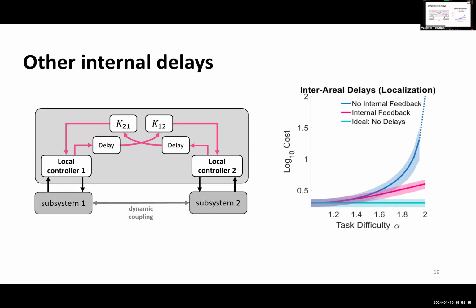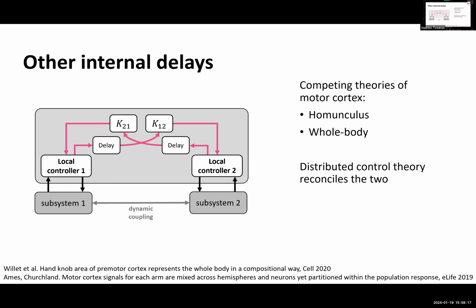Translating this back to neuroscience, there are different ideas about motor cortex. One is homunculus and the other is whole body. Homunculus literally means tiny human. So there's a tiny human version of your body in various parts of the cortex, in motor and in somatosensory.